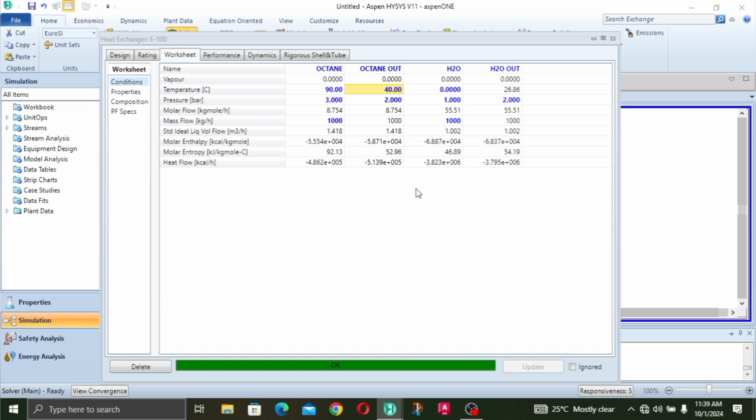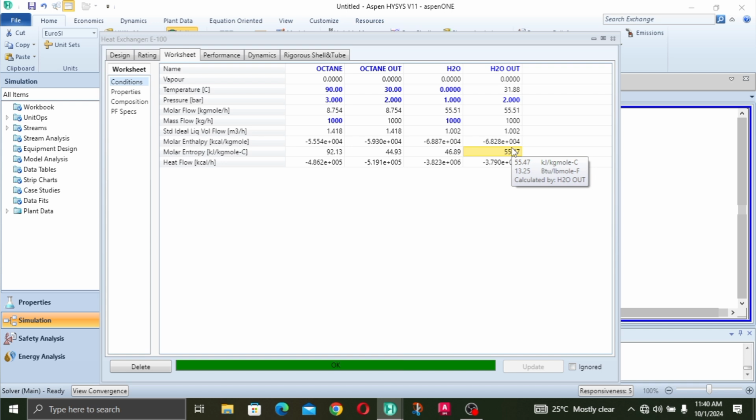Let's make our change in temperature for our octane stream, this time around, 90 to 30. By that, we are having a change in temperature of about 60 Celsius. Let's make it 30. And with that, we have an outlet temperature of 31.88. But I need you to take note of something. Remember, temperature crossing.